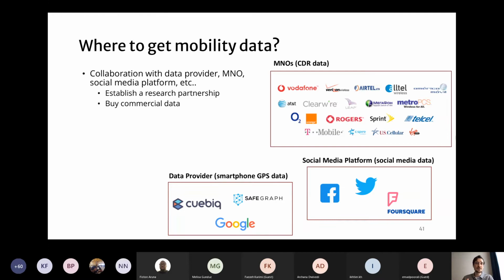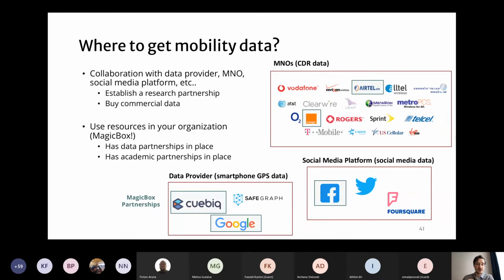But in general, you should establish a partnership with a data provider, which can be an MNO or a social media platform. You can set up these research partnerships where you exchange data, and if you use it for socially good causes, you can establish partnerships in that way. Or there's also the option to buy commercial data. For example, a lot of MNOs offer these CDR datasets as a commercial product, and you can simply buy the mobility data for a certain country.